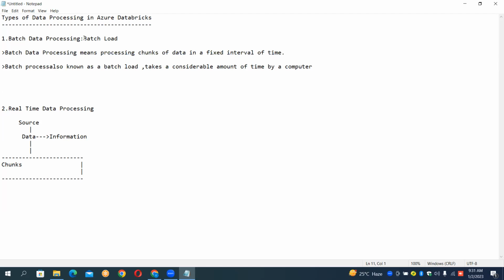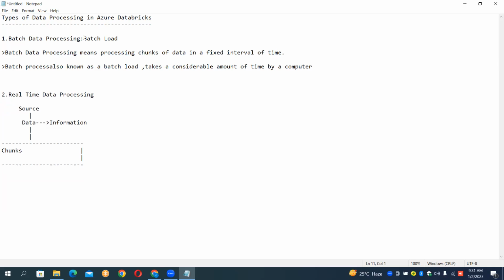See, basically the processing is of two types here. The first one is batch data processing or batch load. And the second one is real-time data processing. Okay. So basically the real-time data processing, I'm telling you, okay, guys.